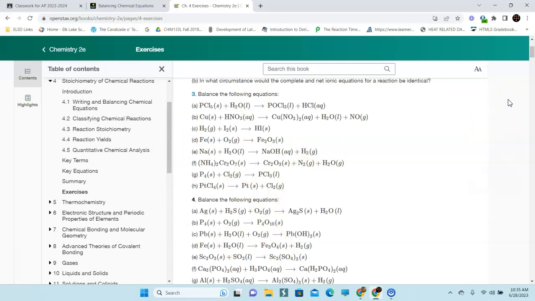This is definitely one thing. If you can walk away from the summer learning about naming ionic and covalent compounds, balancing chemical equations, understanding the idea of the mole, which we'll get to, and understanding the concept of atomic structure, that's a really good starting point.